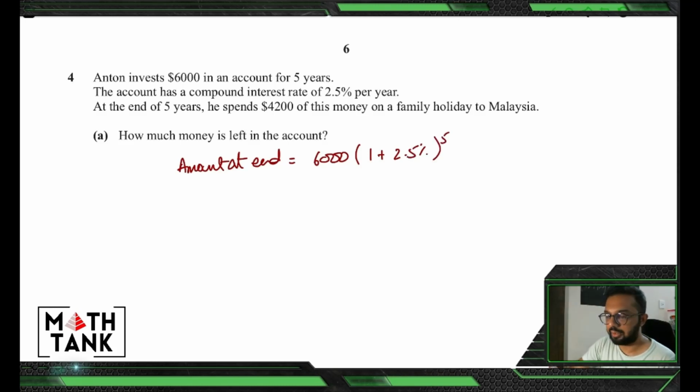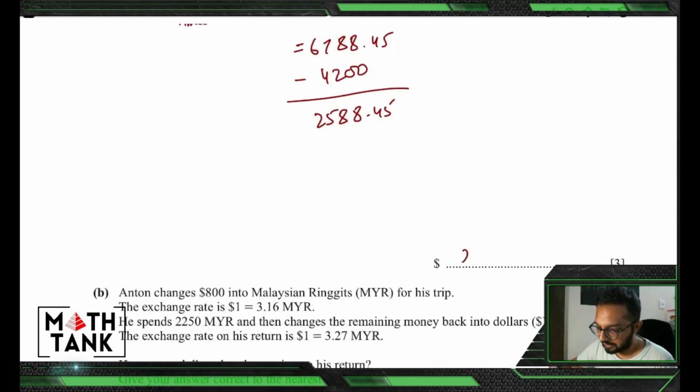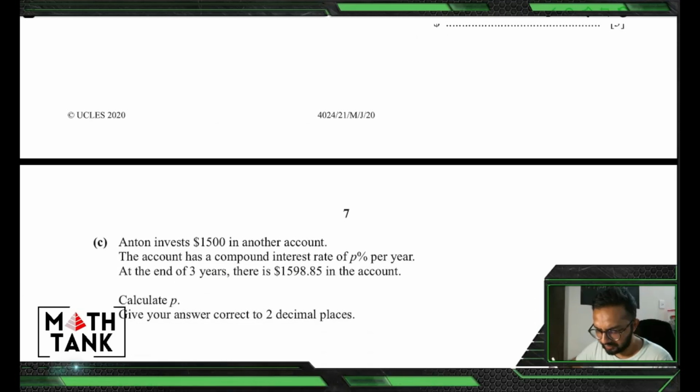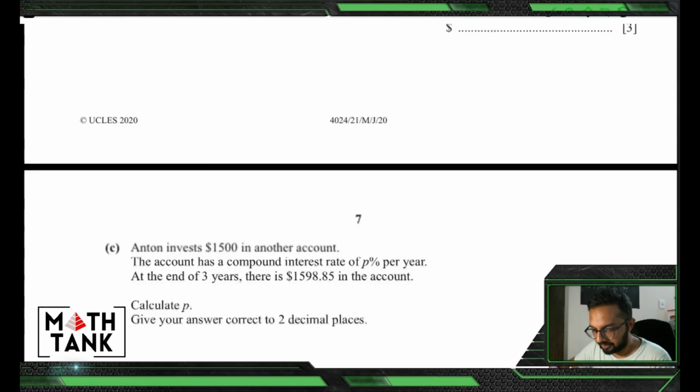Put that on a calculator. Put the percentage as it is. Power 5. So he had 6788.45. He spent 4,200. So let's subtract that, and I have 2588.45. Okay, so I can just write 2590. I hope that's rounded off correct to 3 significant figures. 2590. Okay, yeah, that's the correct answer.